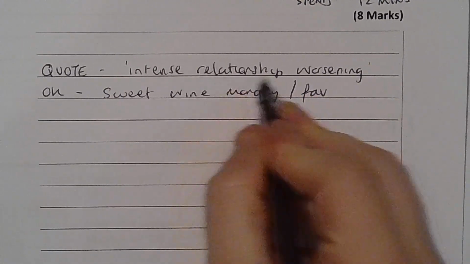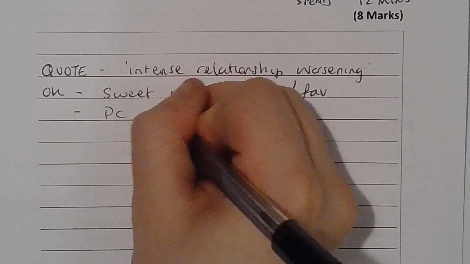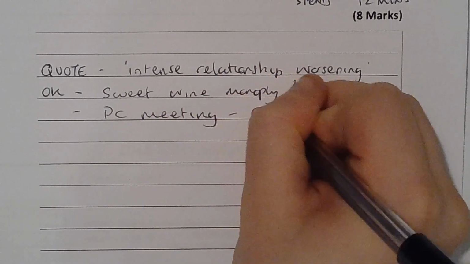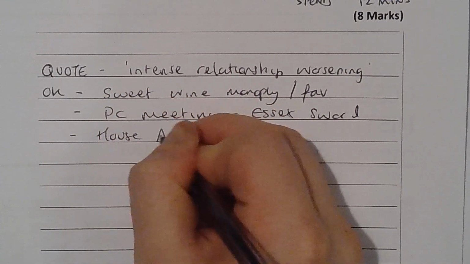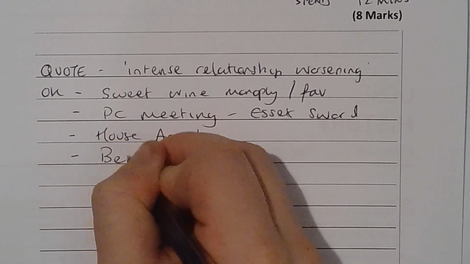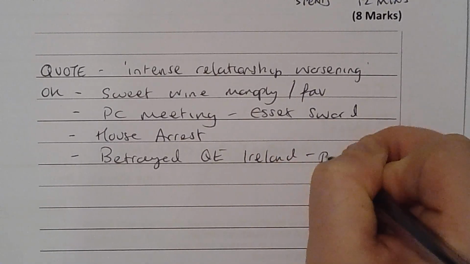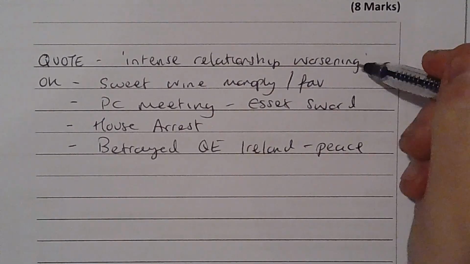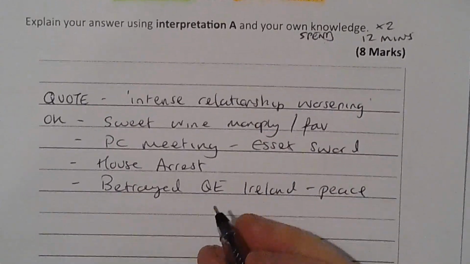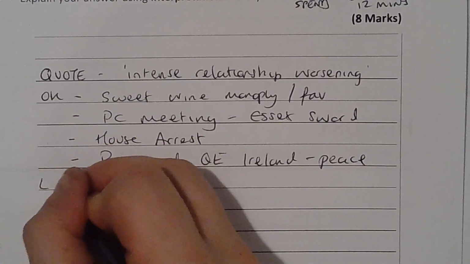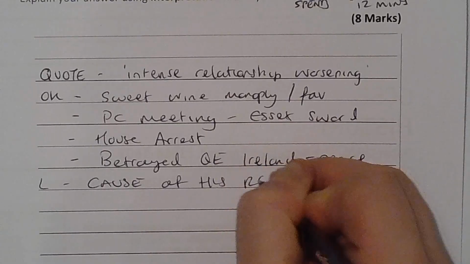However, we know that it was quite an intense relationship, but we know that it worsened over time. We know that there was a Privy Council meeting where Essex drew his sword. We know that he was put under house arrest. We know that he was given another chance, but he betrayed Elizabeth in Ireland by suing for peace. So again, it's the level of detail with your own knowledge that's going to pick you up the marks. And overall, what does this tell us about Essex's rebellion? Well, if we link it back to the question, it tells us about the cause, or one of the causes of his rebellion.